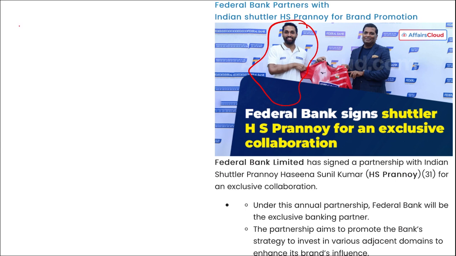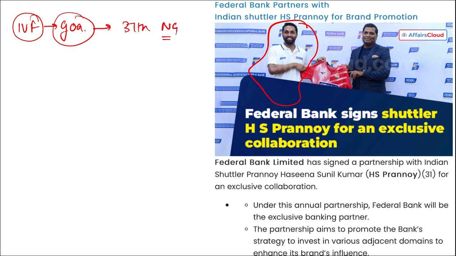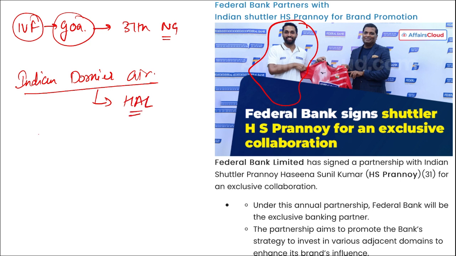Then friends, apart from this, tell me recently which state will be providing free IVF? It will be by Goa. In Goa only the 37th National Games are being held, correct? Then tell me recently which country will be buying the Indian Dornier aircrafts. These Dornier aircrafts are being manufactured by Hindustan Aeronautics Limited, and it will be Guyana that will be purchasing these Indian Dornier aircraft.